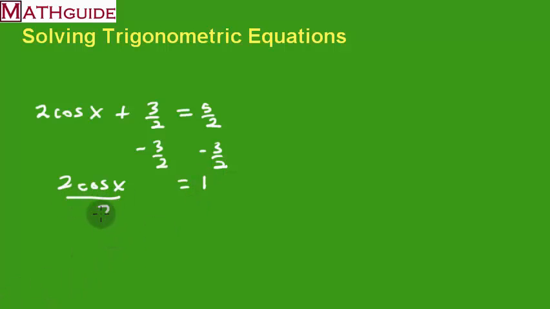Divide both sides by 2. So we're getting cosine of x is equal to a half. Alright, now at this point, once we have our trigonometric function all alone, what we are going to do is try to figure out where to draw our reference triangles to get the answers.